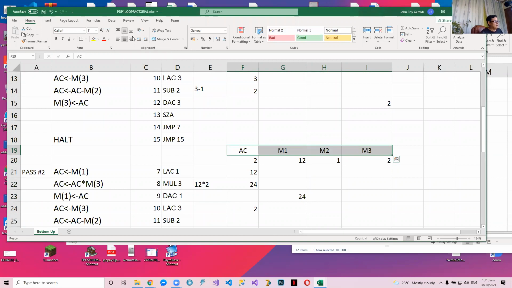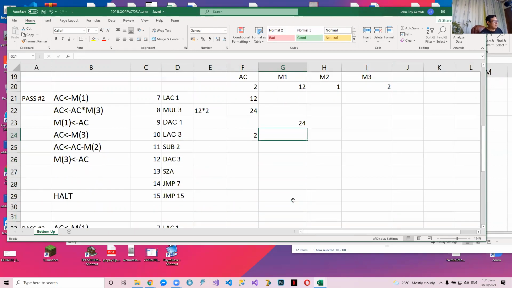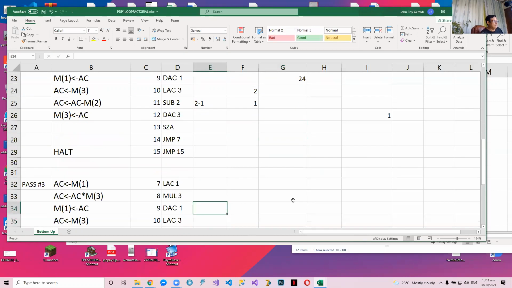Okay. You follow? So load accumulator 3. 3 becomes 2, and SUB 2, so this becomes 2 minus 1. This is a 1, and deposit this to 3, so this becomes a 1. Skip if 0 accumulator. Accumulator is not 0, so we'll go back to 7. Okay, so we'll have to copy this.